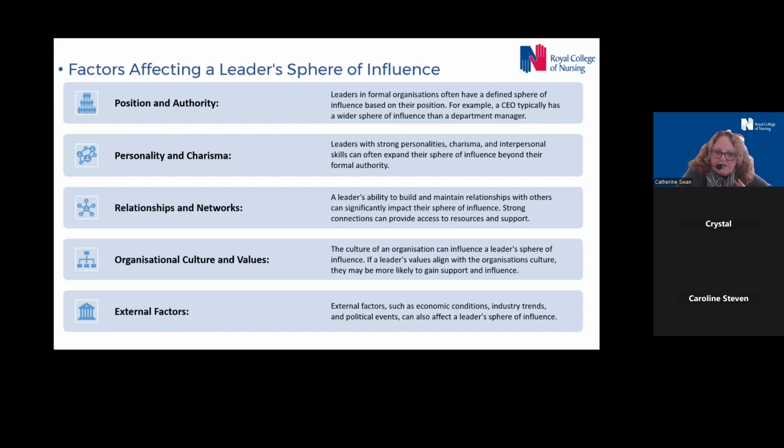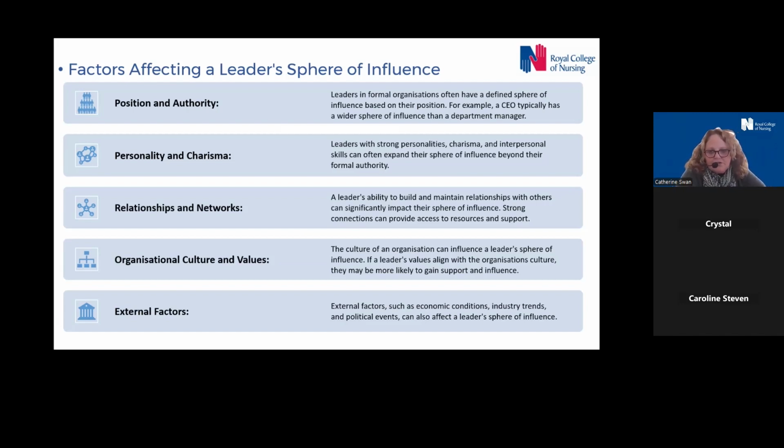And here I've said that if a leader's values align with the organizational culture, they're maybe more likely to gain support and influence. I'll put that in there because I think you feel that you have to be able to think outside the box and take in everybody's viewpoint and move on. It's that proactive versus reactive, and that certainly does affect the sphere of influence.